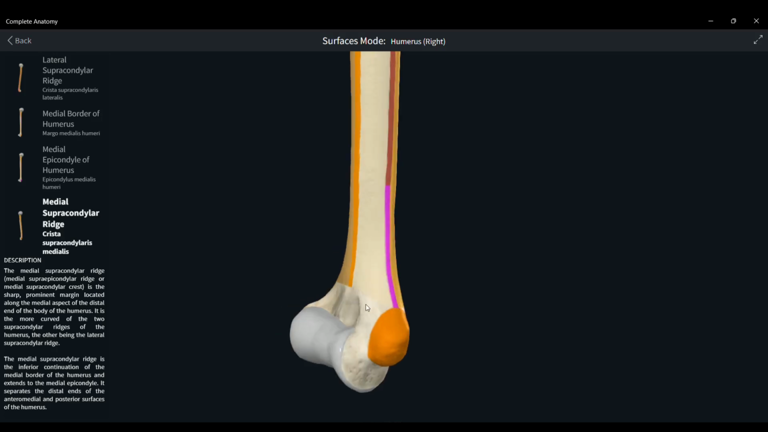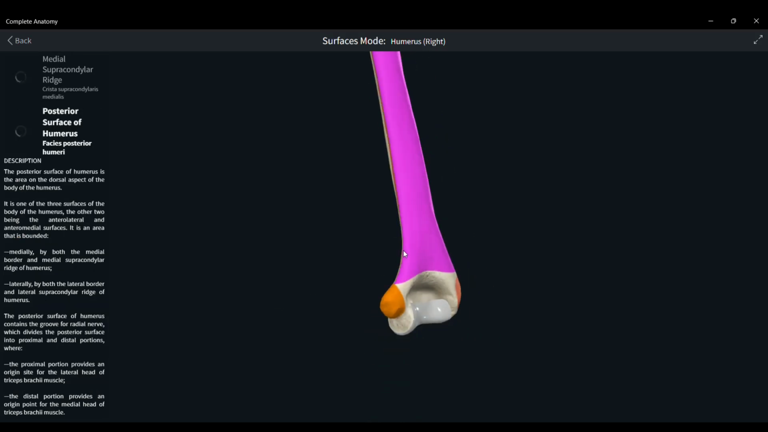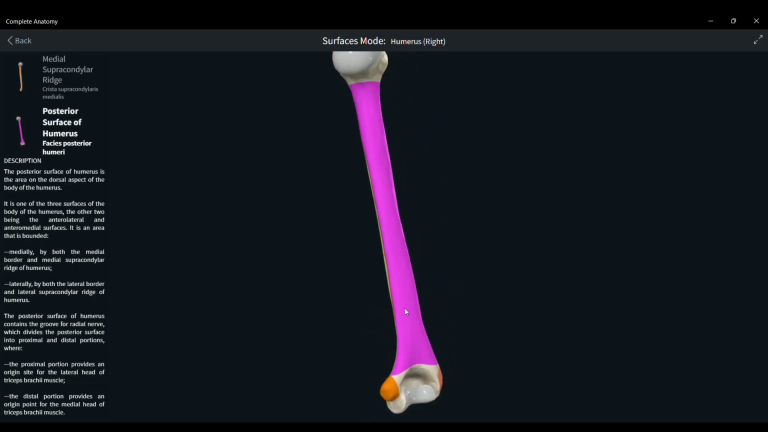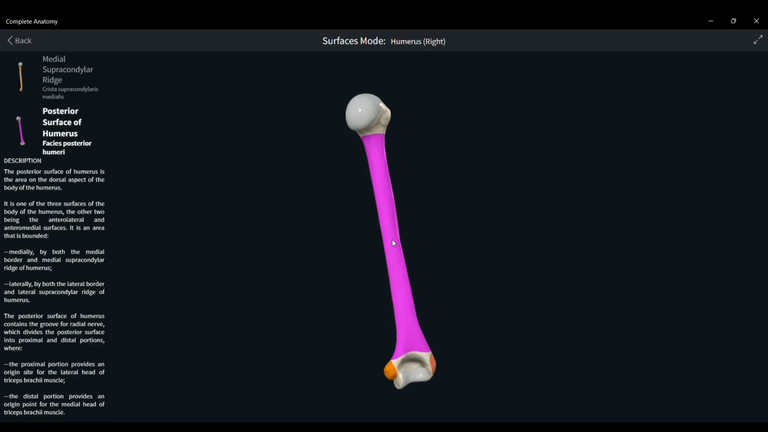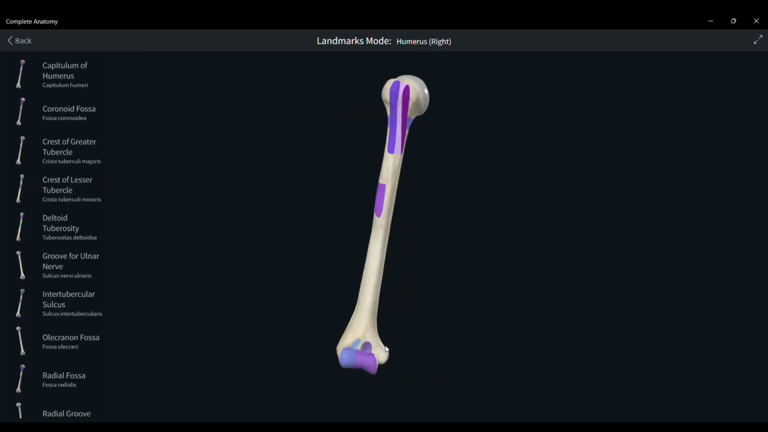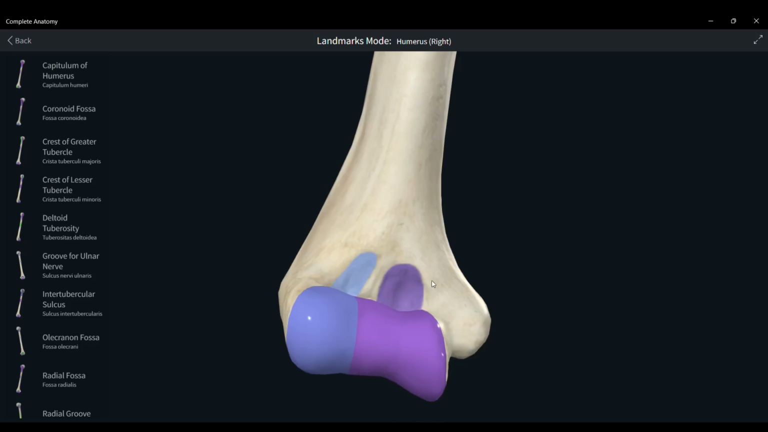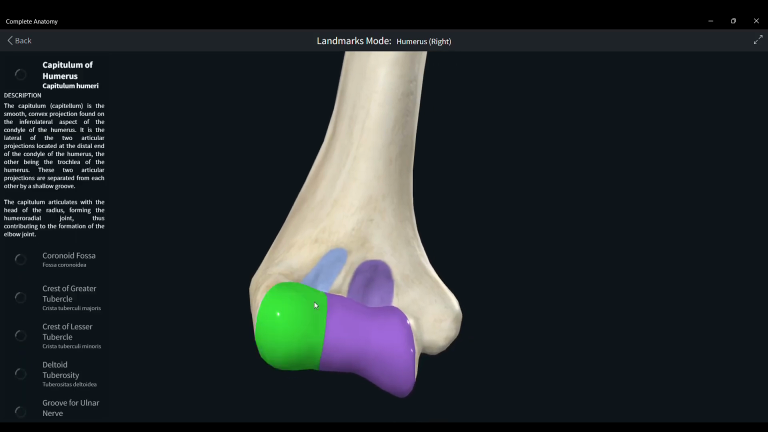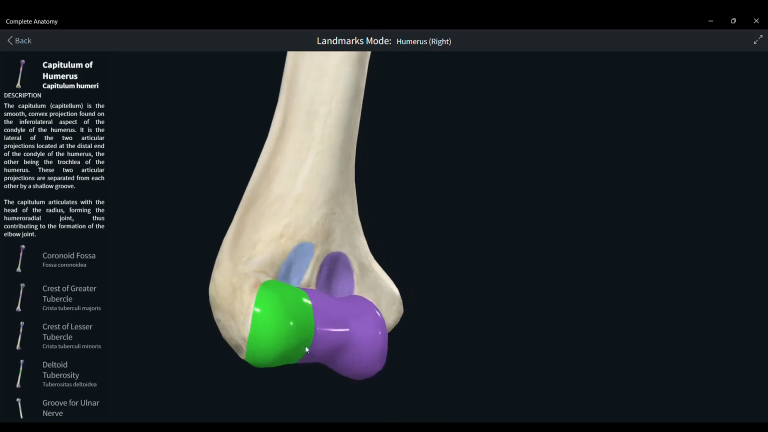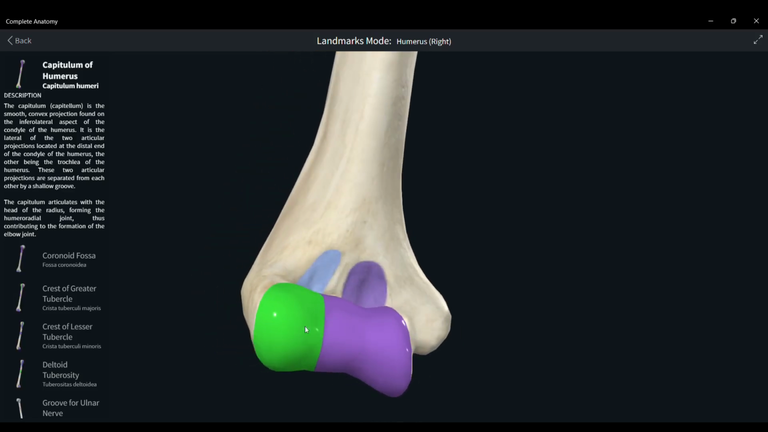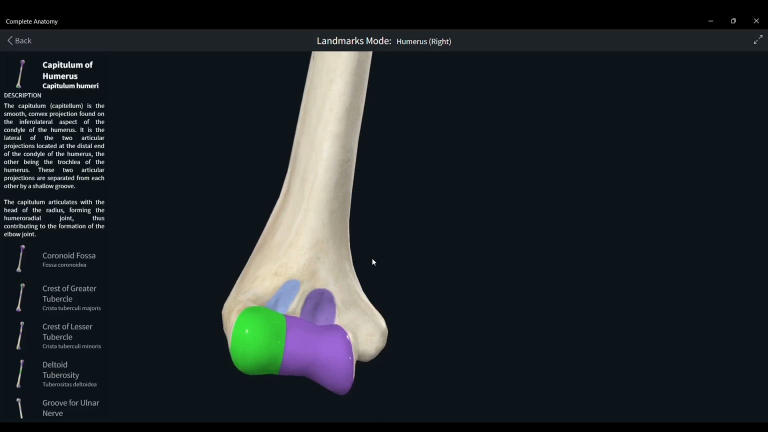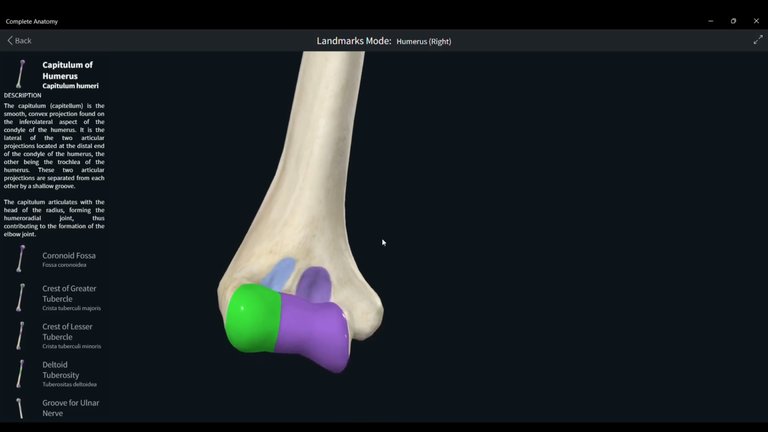The large posterior surface is called the facies posterior humeri. On this surface appears the characteristic groove marking the course of the nervus radialis. Now let's move on to the distal articular surfaces. Laterally lies the capitulum humeri, a rounded surface that slopes slightly forward. It articulates with the head of the radius and allows rolling movement on the outer side of the elbow.